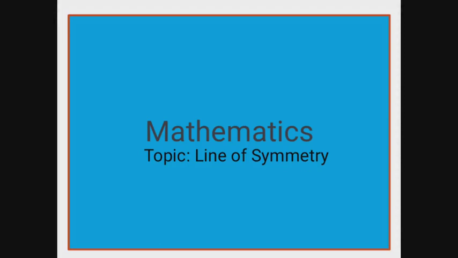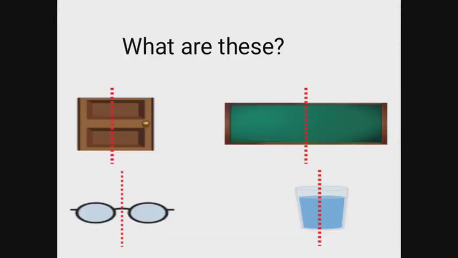Today we'll be looking at a topic, lines of symmetry. Before we dive into this topic, I want us to identify the object in this picture. Oh yes, I believe you have identified this object. First, we have a door. Second, we have a green board. Thirdly, we have an eyeglass. Also, a glass of water.